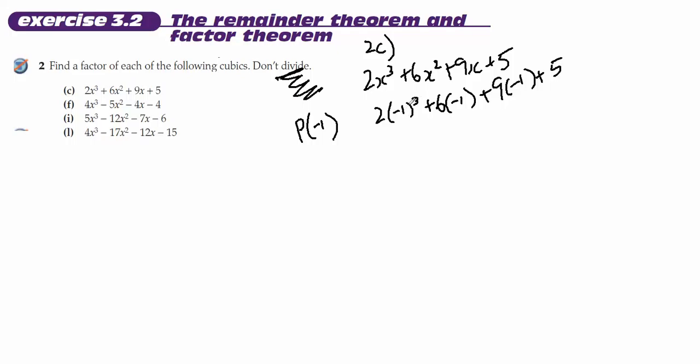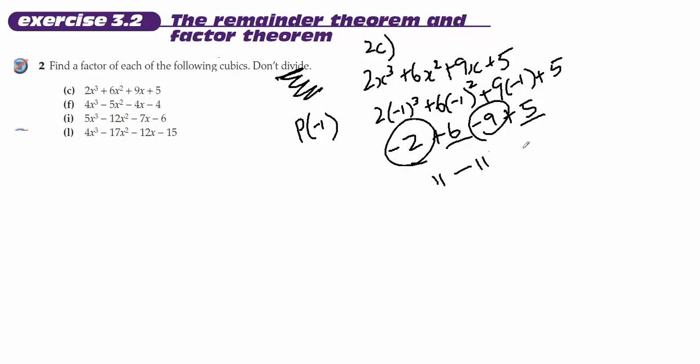Negative 1 cubed is negative, so that's minus 2. Negative 1 squared is positive, so that's plus 6. Minus 9 plus 5. 6 and 5 is 11. Minus 2 minus 9 is minus 11. Equals 0. Bingo! Since p of negative 1 equals 0, therefore x plus 1 is a factor.